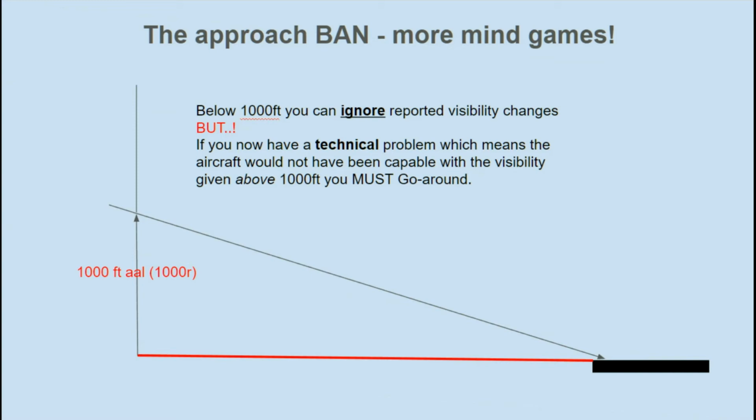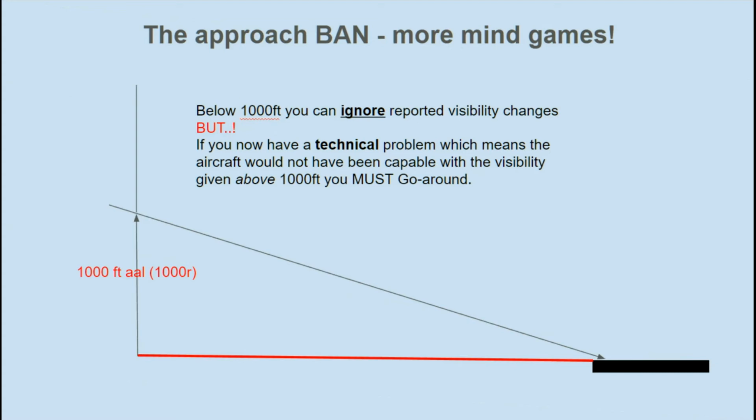Now, in ICAO, typically it's 1,000 feet radio. In the USA, for example, they use the final approach fix, but whatever, it's about the same place. And the idea of this is that a decision is made well before you get to the runway as to whether you are going to continue the approach. And the rules are these.